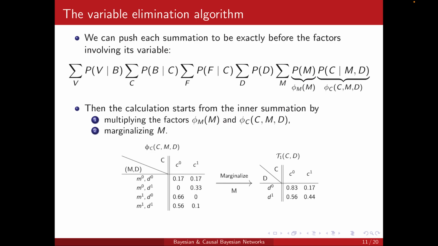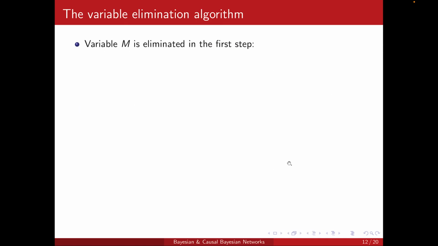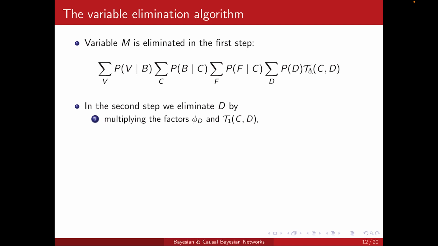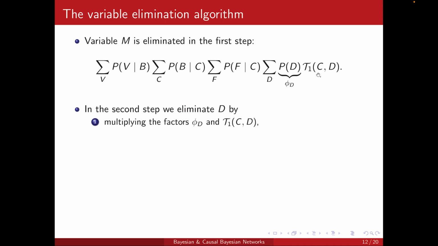Great. What's next? This gives us this new factorization, and by the way, we call this part, C M D, the scope of this factor phi. And here C D is the scope. The next step is to marginalize the D variable from the second summation. So now I have P of D, I have this tau 1 of C and D, and this is really my factor phi of D if I define it in the same way as before. So I just need to multiply these two.